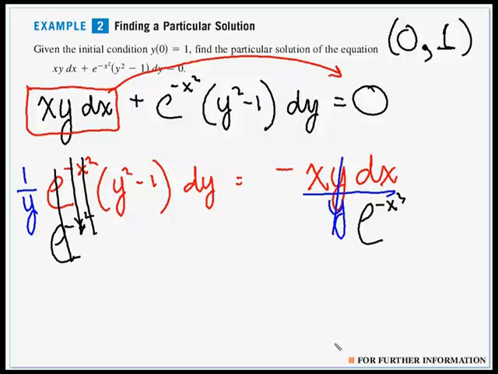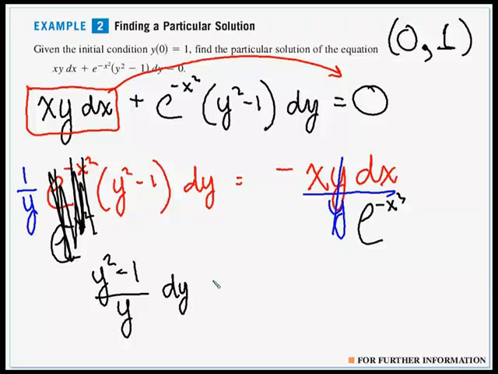And let's clean this up a little bit. Now this is gone. So we're left with 1 times y times this, or y squared minus 1 over y dy equals, and over here we're going to have negative x, and let's move this e to the negative power up and make that a positive power. e raised to the positive x squared power dx.